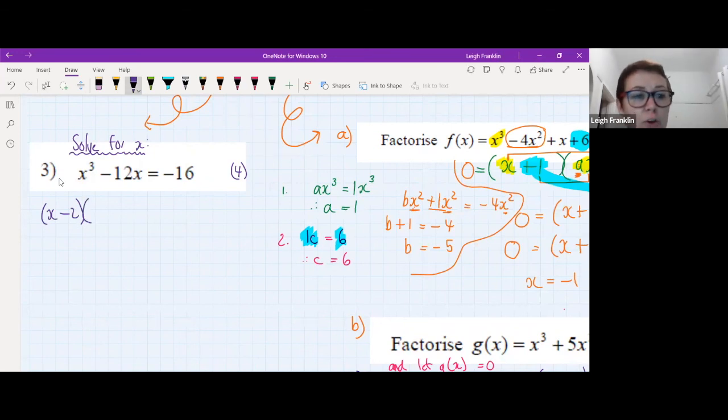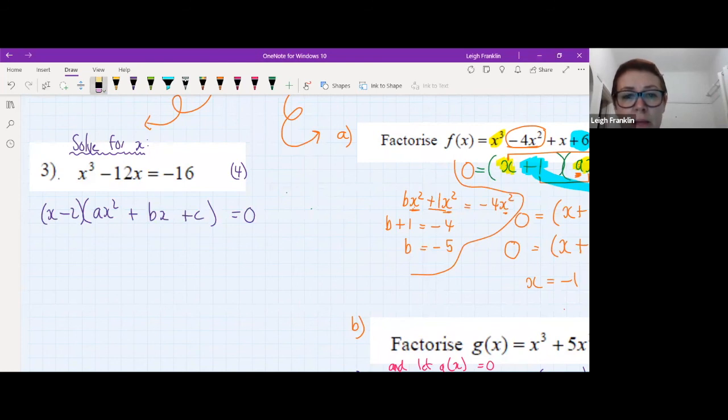Then over here, again, you would have had your ax squared plus bx plus c equals 0. And of course, it's our job to then work out the values of a and b and c. So at a quick glance, we can see that ax cubed is equal to 1x cubed. So that means that a has to be equal to 1. Oh, hang on a second. I'm naughty. Sorry. I didn't get it into standard form first. So this needs to be x cubed plus 0x squared minus 12x plus 16 equals 0. Sorry, standard form first. Now we're using x minus 2.